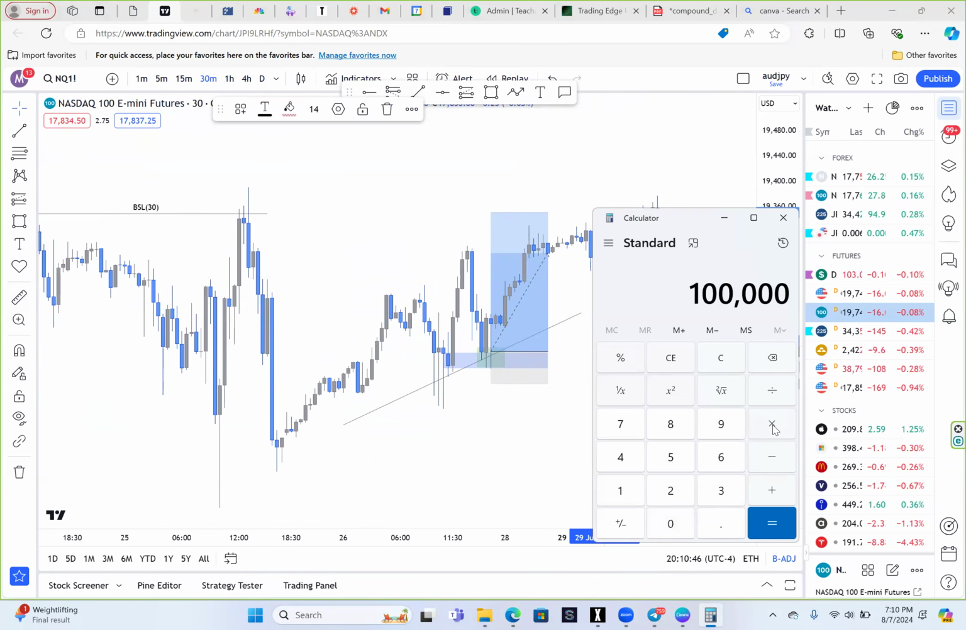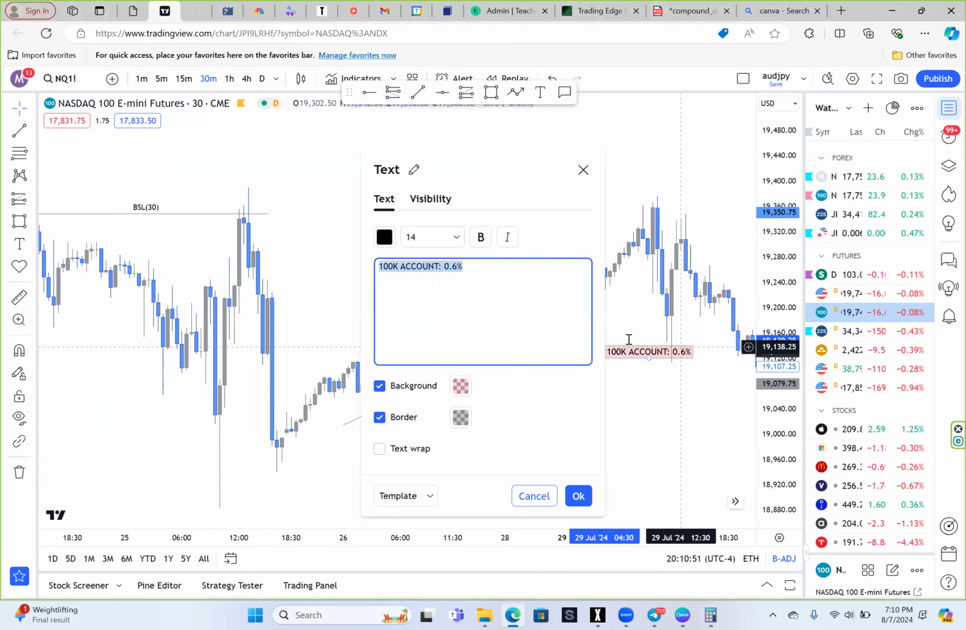So do 100K times 0.6%, that is $600. So with 0.6% risk, I'm going to use 6 contracts on an MNQ. And the reason I'm not using a mini is because if I do one contract with a 50-point stop loss on a mini, that's $1,000. So that's just too much.